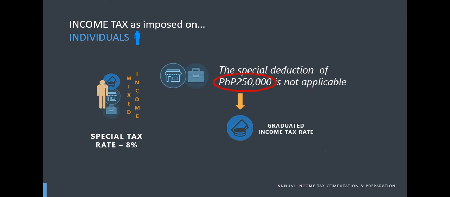Since a mixed income earner is determined to have a compensation income and an income from business or profession, in the computation of income tax due, the compensation income is computed first, and then the 250,000 will no longer apply in case the individual opted to use the special tax rate of 8% for income from profession or business.